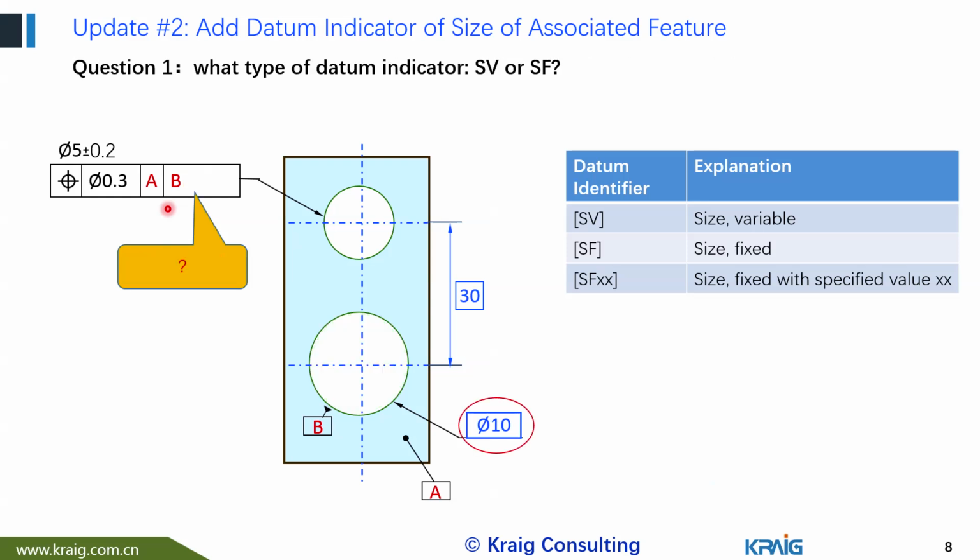Next, what about this one? Here, for datum B, there's a basic dimension that is squared. And here, for datum B, there's nothing. So what does it mean? It means you're going to use size fixed, because here it tells you clearly that it is size fixed. Even though there's nothing here, you're going to use this one.